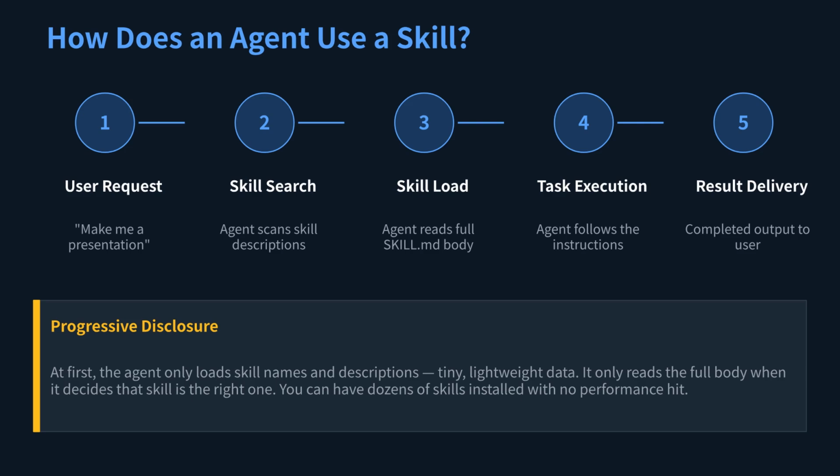One file. Three parts. Now, how does an agent actually use a skill? There are 5 steps. First, the user makes a request, something like, make me a presentation. Second, the agent scans the available skill descriptions to find the right match. Third, the agent loads the full body of that skill file. Fourth, it follows the instructions in the skill to complete the task. And fifth, it delivers the result. One thing worth highlighting here is what the creators call progressive disclosure. At first, the agent only loads the name and description of each skill, just a tiny bit of data. It only reads the full skill body when it decides that skill is the right one to use. This means you can have dozens of skills installed, and the agent won't slow down.